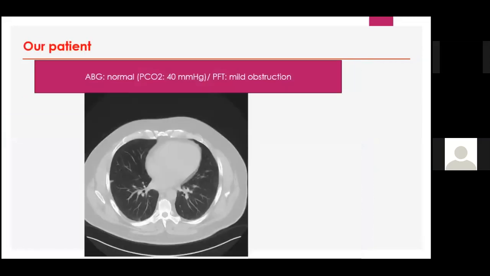Hopefully, he will not present to a cardiologist. Hopefully.